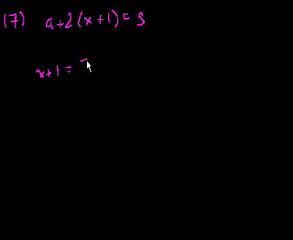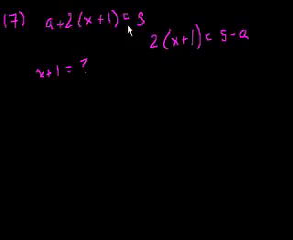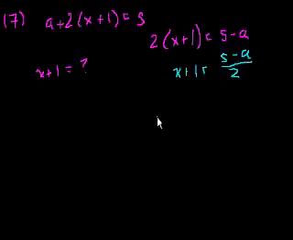So x plus 1 is essentially equal to what? So let's just take this equation. A plus 2 times x plus 1 equals s. So what happens if we subtract a from both sides? Well, we get 2 times x plus 1 is equal to s minus a, right? I just subtracted a from both sides. Let me switch colors. And then if we divide both sides by 2, we get x plus 1 is equal to s minus a over 2. And I think we're done. That's it. That was choice B.